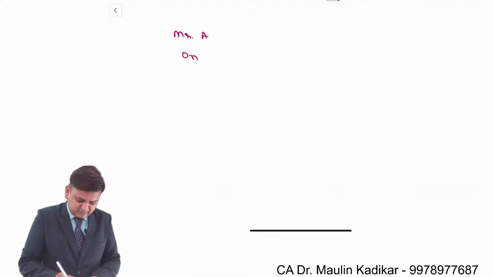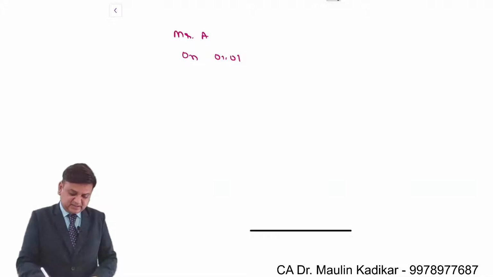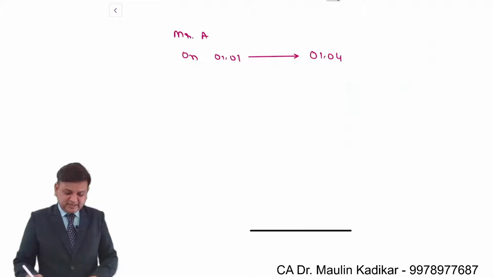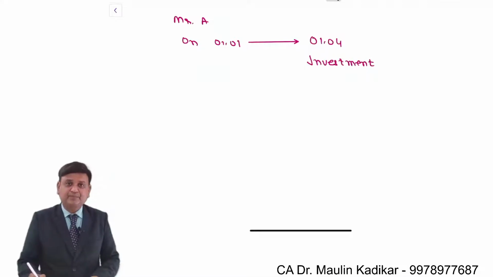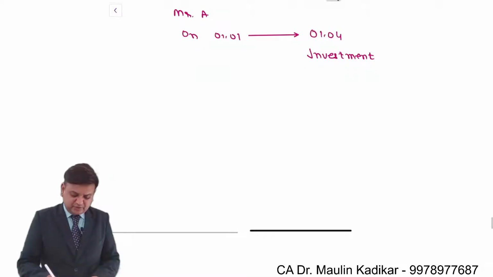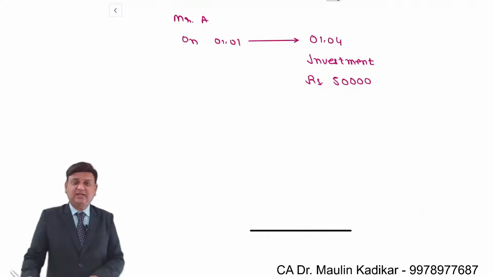On 1st of January, Mr. A is considering that after 3 months, that is on 1st of April, let us say that Mr. A is going to make investment of the funds. The amount of the investment is going to be, let us say, an amount of 50,000. And Mr. A is expecting that the rate of interest will fall down.